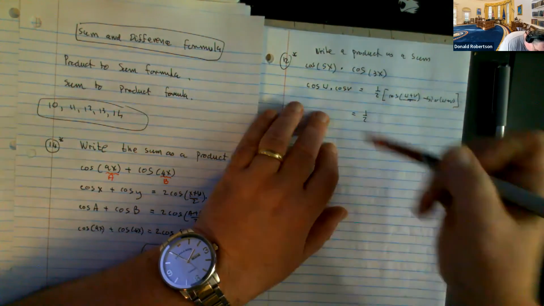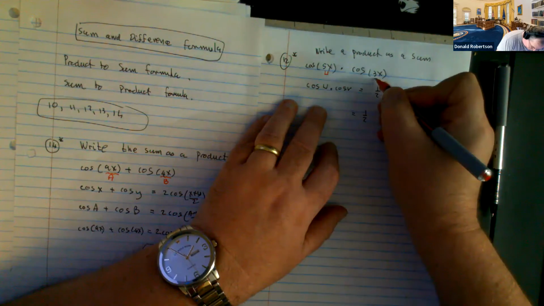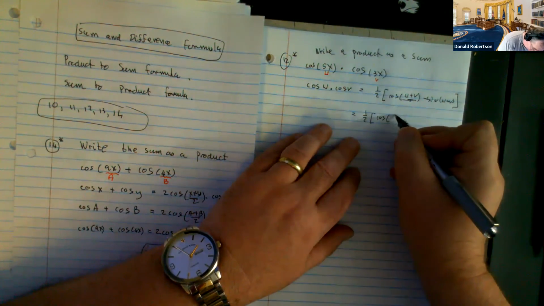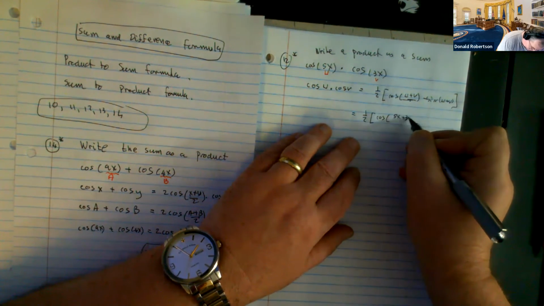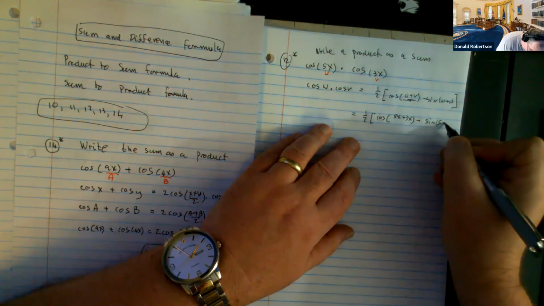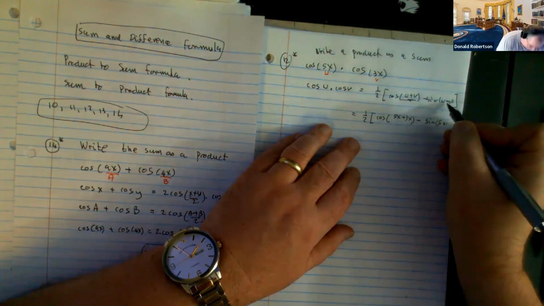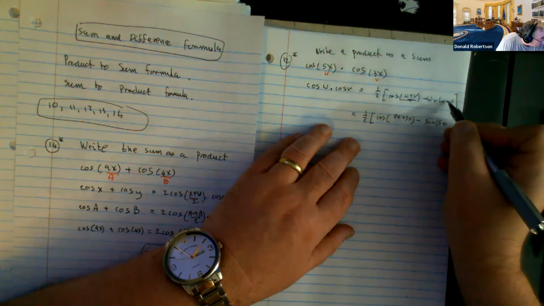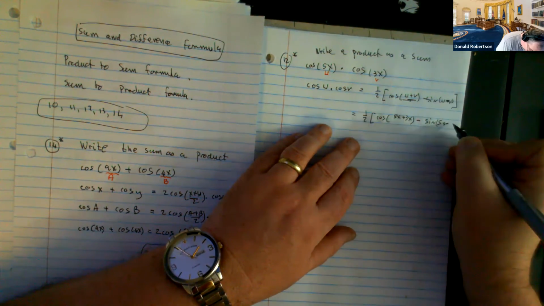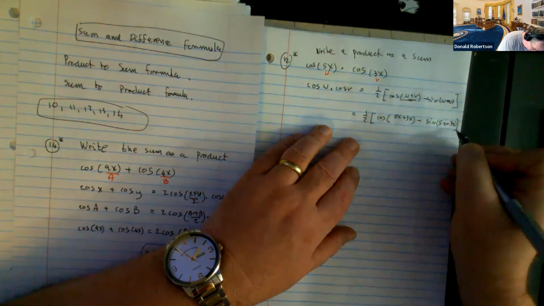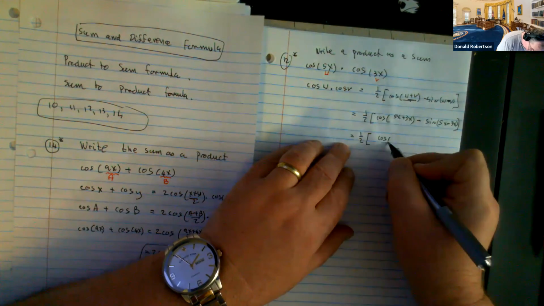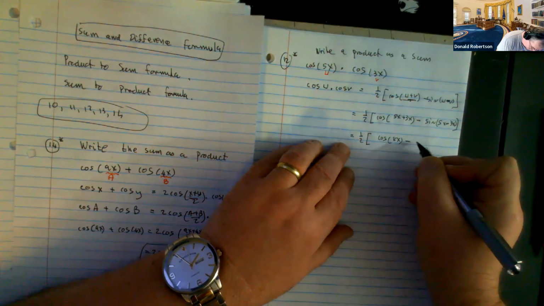This guy is going to be u, this guy's going to be called v. So what have we got? u plus v is 5x plus 3x, that's all. Take away the sine of 5x. One of these should be minus, and yeah, this one. 5x, take away 3x. And that's a half the cosine of 8x, take away the sine of 2x.